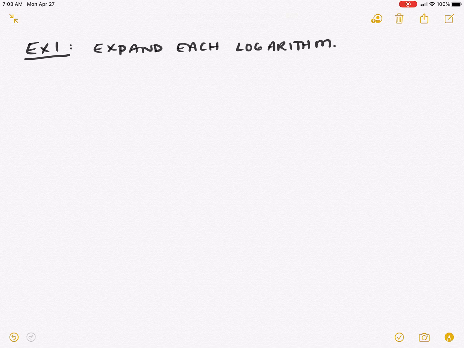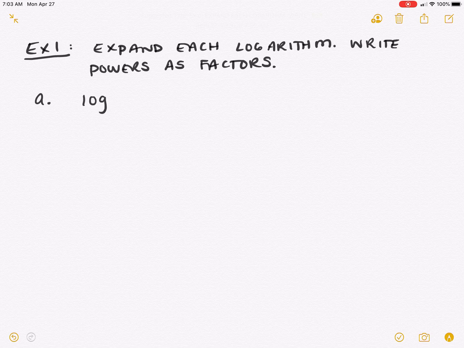Okay? We are going to write powers as factors. And we're going to look at 3 different problems under these directions. All right? Let's say we have something like log of ab squared. And so here we'll just work with a base 10 log.